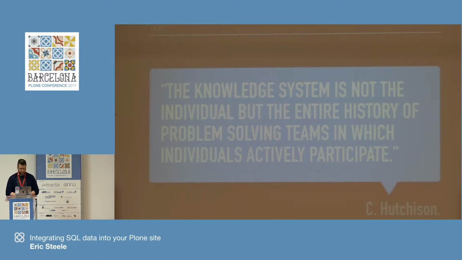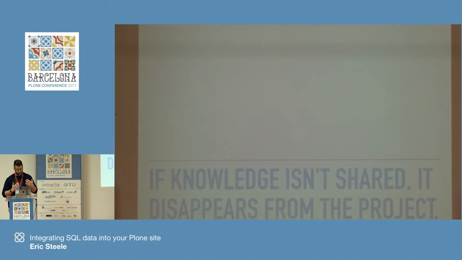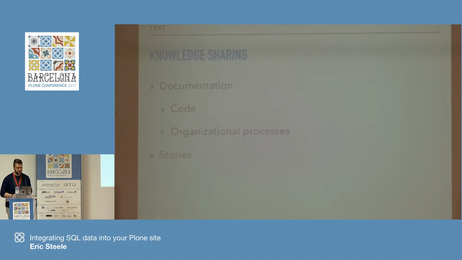And that gap between generations can result in things like orphan code and orphaned initiatives. And it's really difficult to recover that lost knowledge, since it's typically only partially recorded and scattered across places like comments, tickets, and mailing lists. And if that knowledge really isn't shared, it completely disappears from the project. And there's different ways you can share that knowledge. One way is typically through documentation, both of the code and of the different organizational processes that the project uses. And there's also stories.